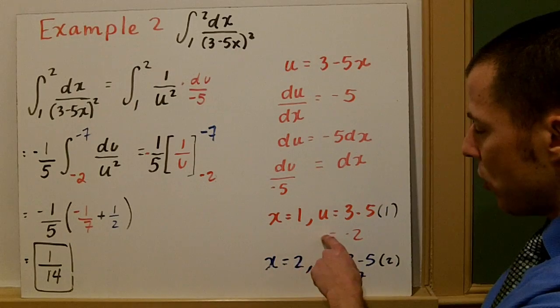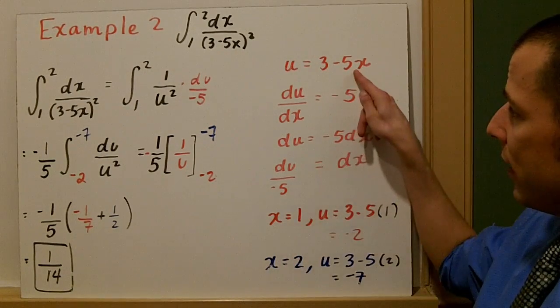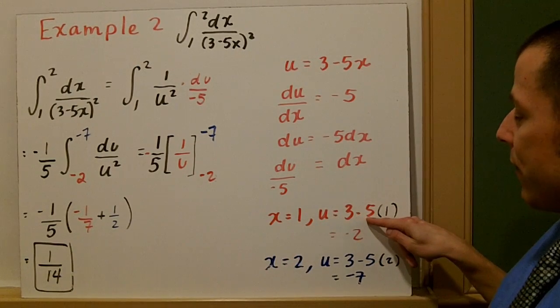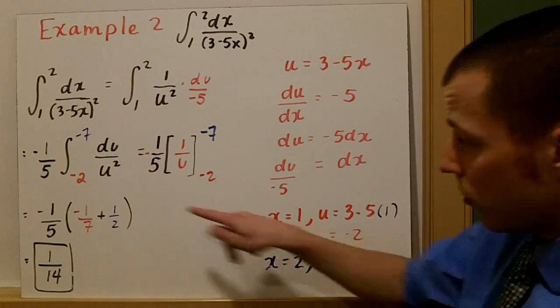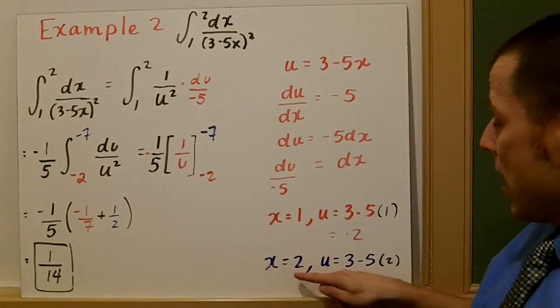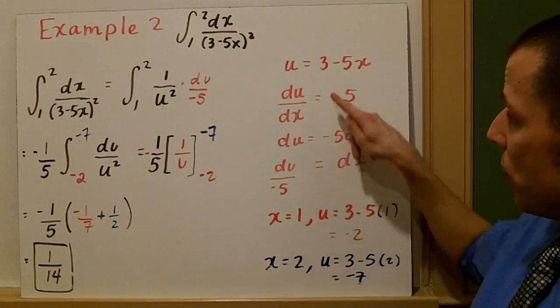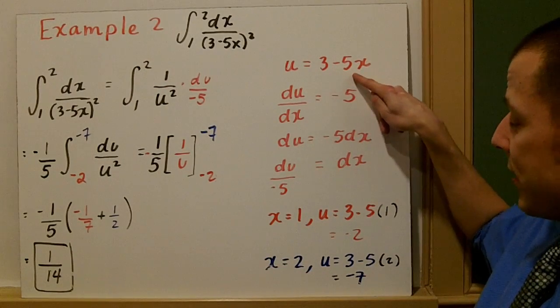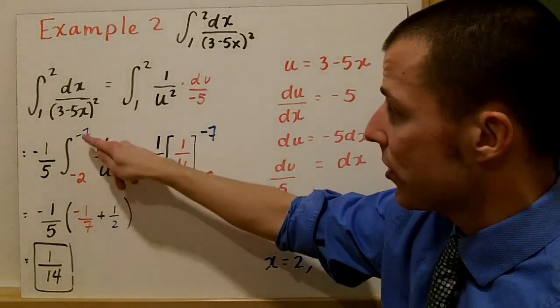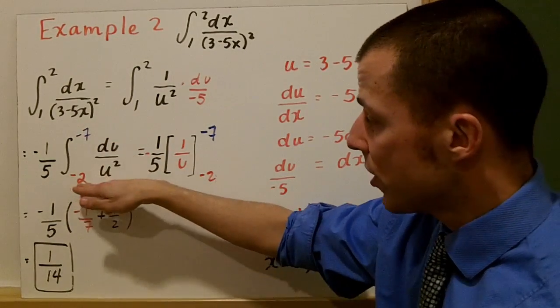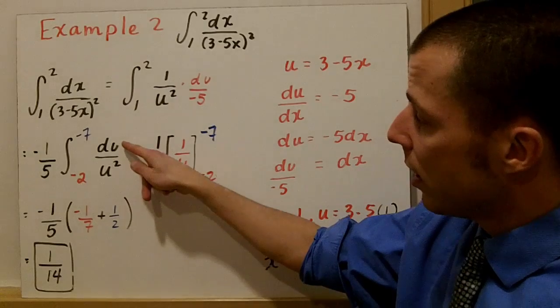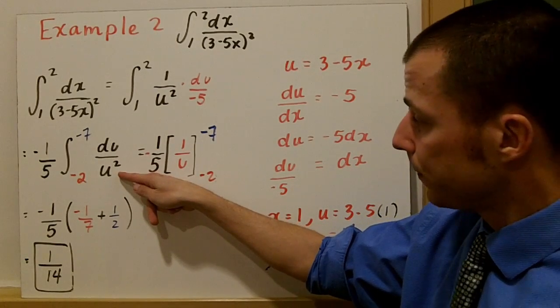So here I've shown when you plug 1 in, you get 3 minus 5, which is negative 2, the lower bound. And when you have x equals 2, you plug 2 into u, and you get 3 minus 10, which is negative 7. So there's our new bounds, our lower sum and our upper sum, okay, of du over u squared.